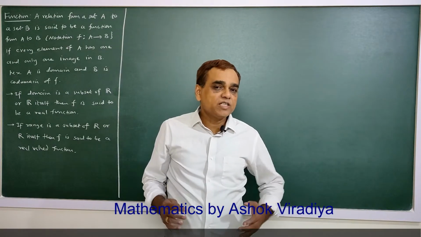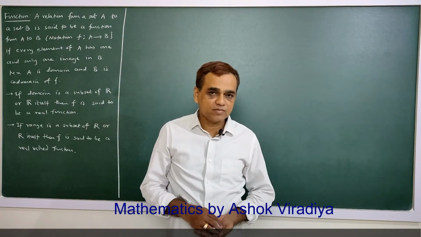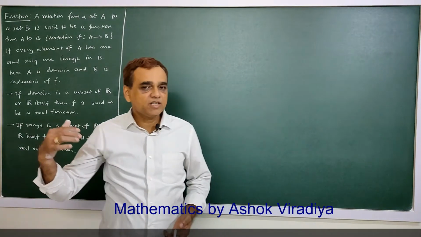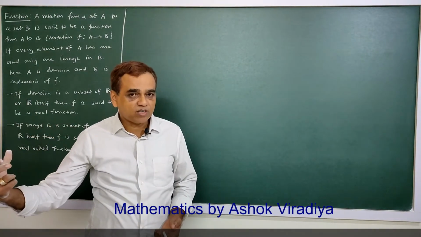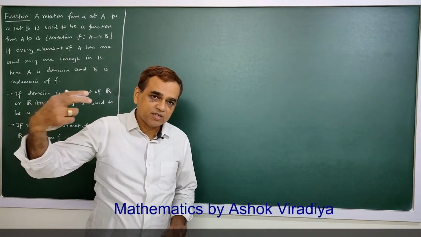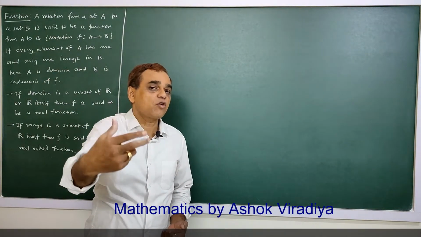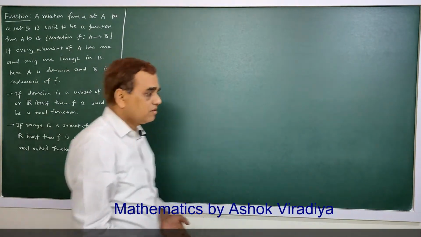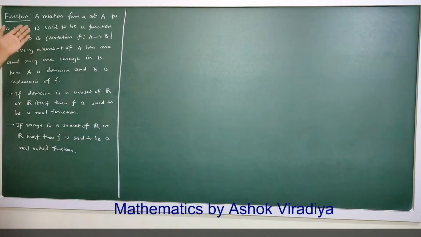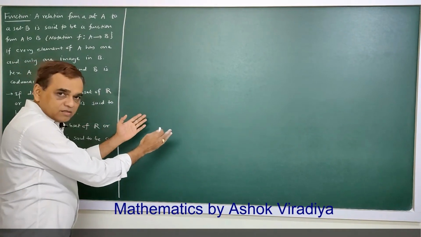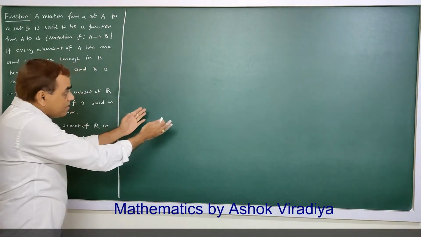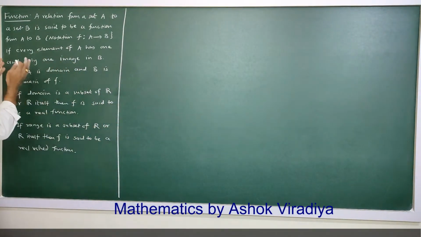Now the next topic is function. First of all we discussed Cartesian product, then we discussed relation. Now we are coming to the third topic, function. To understand the words in the definition, here I am taking one example. From the example you will be able to understand these words very easily.